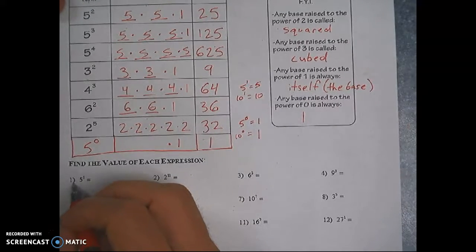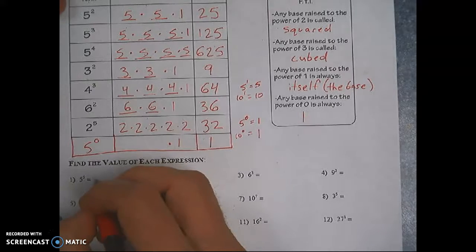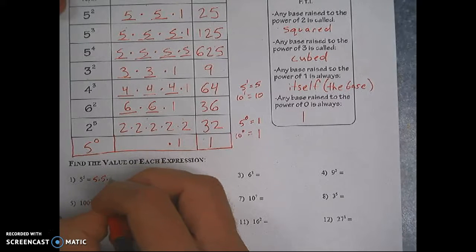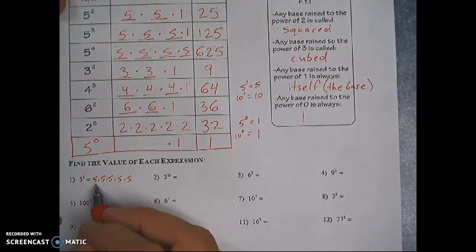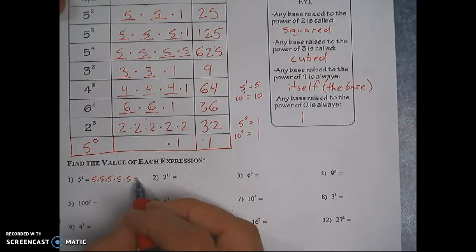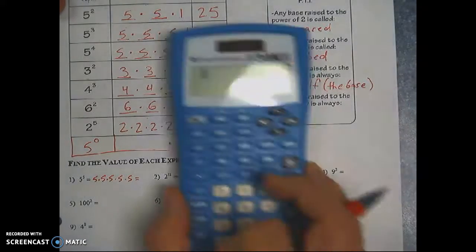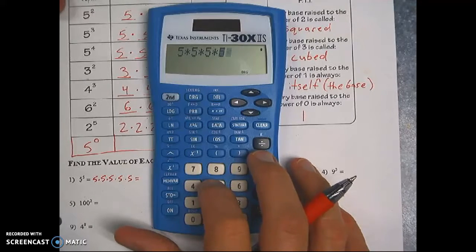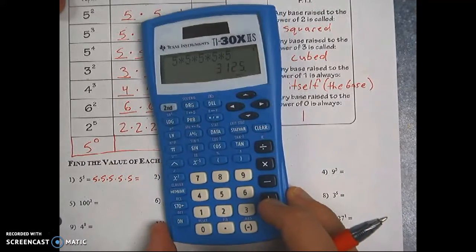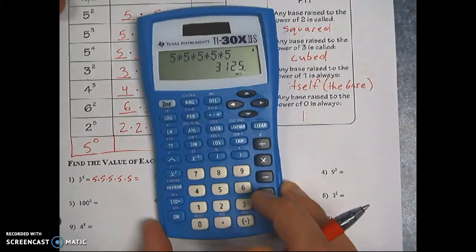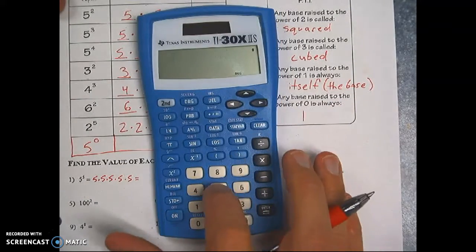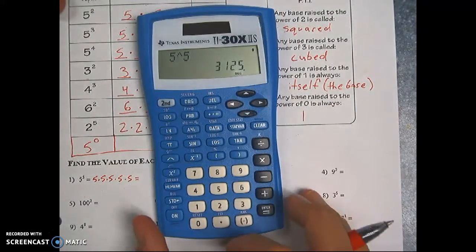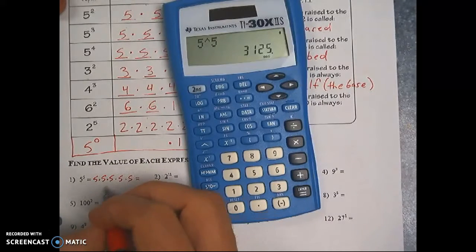So for something like number 1, 5 to the 5th, show me what that looks like. It's 5 times 5 times 5 times 5 times 5. Okay, the base is 5, and it's written 5 times. Now, the multiplication part, use your calculator. You can either do 5 times 5 times 5 times 5 times 5 like that, and it's 3125. Or use the button I just showed you, 5 raised to the 5th, and you're going to get the same answer.